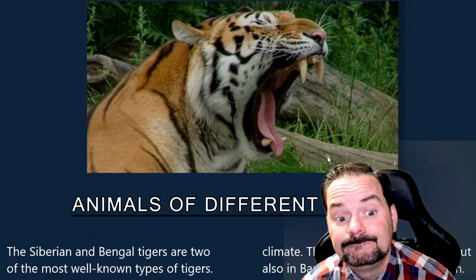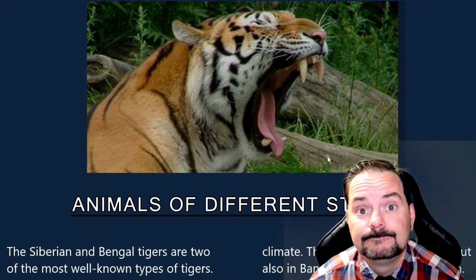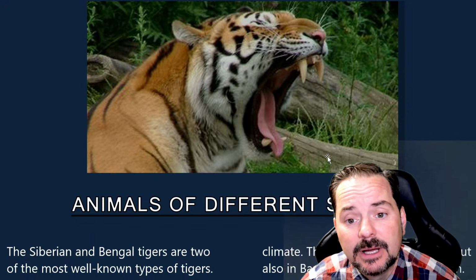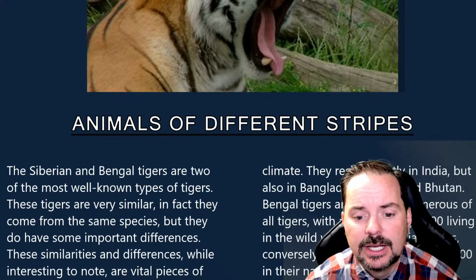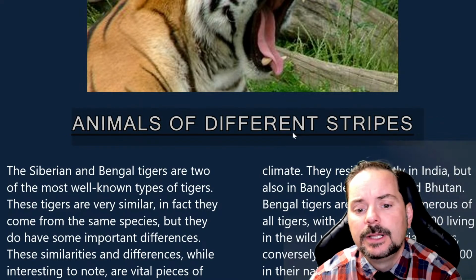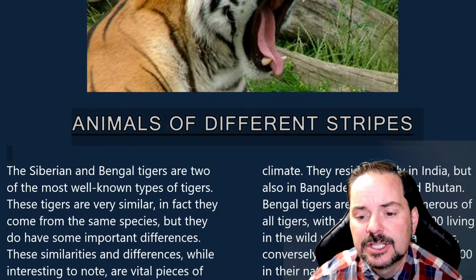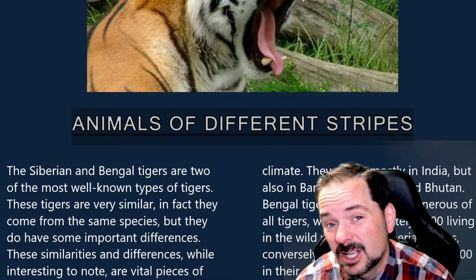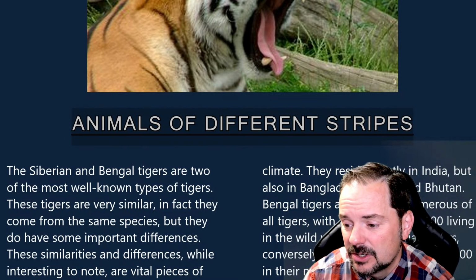So I gather all the information that I have in my head about tigers, right? And then I look at animals of different stripes. Okay, I don't know much about this, but I can probably figure out that maybe we're talking about different kinds of tigers. I know there are a couple different kinds of tigers, okay?